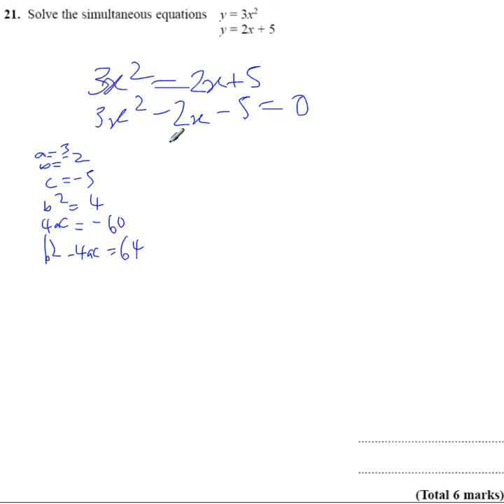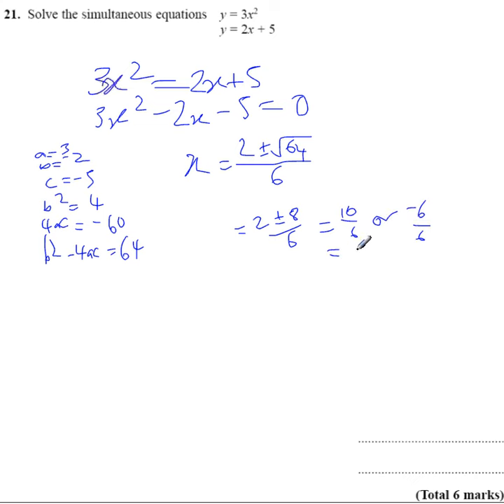So we've got x equals negative b plus or minus the square root of b squared minus 4ac, all divided by 2a. And of course the square root of 64 is 8, so that leaves us with 2 plus 8 over 6, which is going to be 10 over 6, or 2 minus 8 over 6, which is minus 6 over 6, which is equal to 1 2/3, or minus 1.